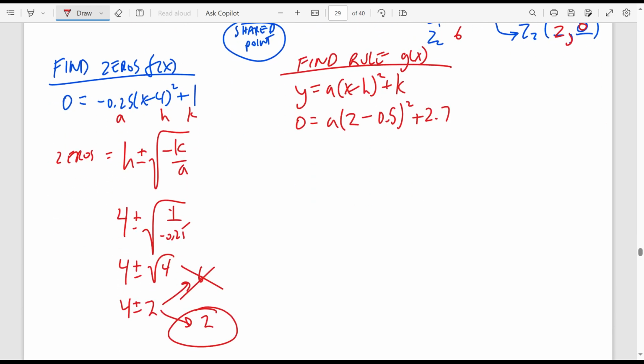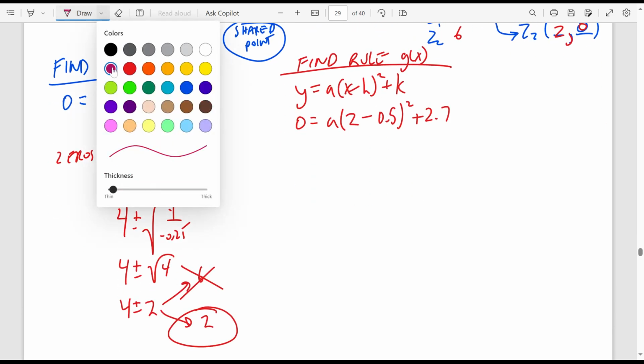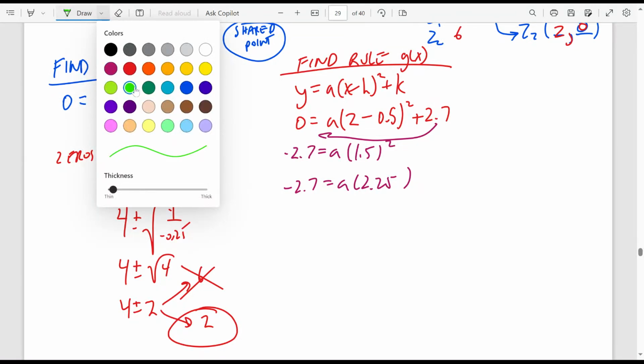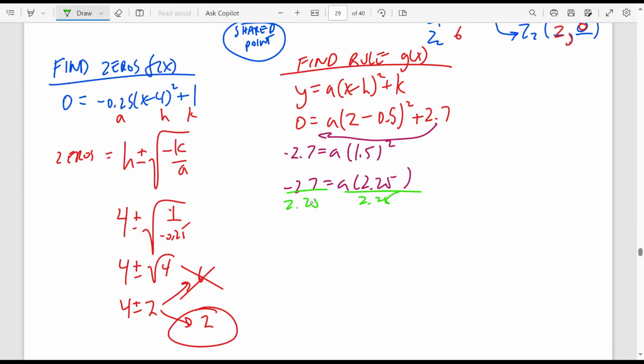Where are most people making the mistakes on this guy here? Get that garbage out of here. Get that 2.7 out of there. So negative 2.7 is equal to a times 1.5 squared. And then I'm always going to do my 1.5 squared and say negative 2.7 is equal to a times 2.25. Now I can just divide. So 2.7 divided by 2.25 gives me something not bad, but negative 1.2.